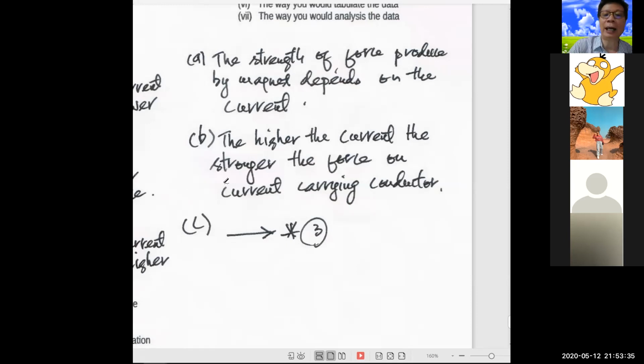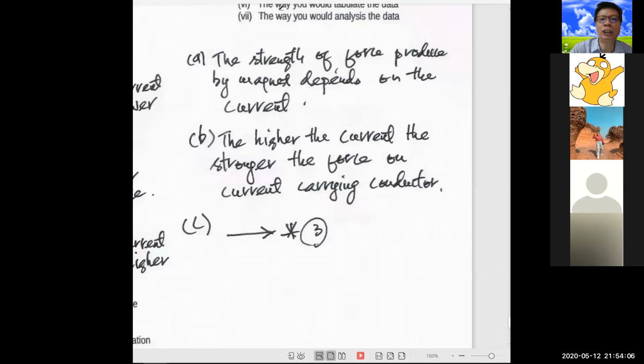Okay, the second one is hypothesis. Hypothesis is the higher the current, the stronger the force on current carrying conductor. Okay? The higher the current, the stronger the force on current carrying conductor. Hypothesis. Important experiment, this one.